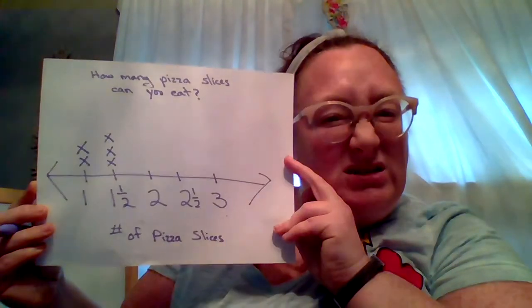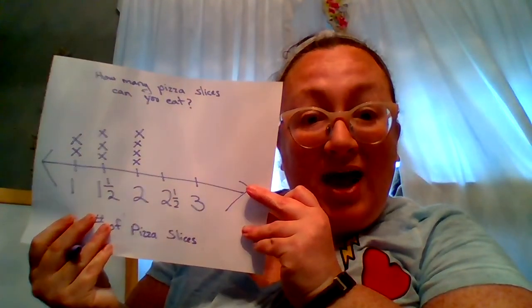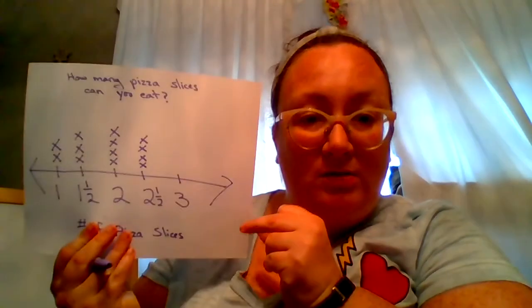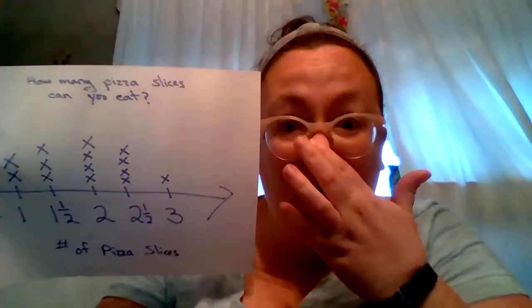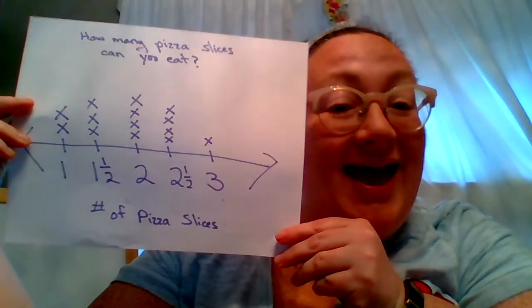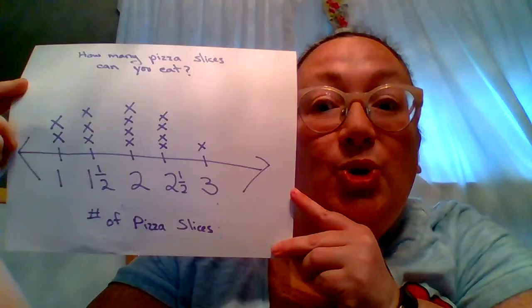And now I'm just going to continue through. So it says here 2 slices. 4 kids ate 2 slices each. 1, 2, 3, 4. So I need to put 4 X's on my line plot. 2.5 slices. Who could eat 2.5 slices? All right, we have 4 kids. So I'm going to do another 4 X's. And my last one is the 3 over here, and only 1 kid ate 3 slices.